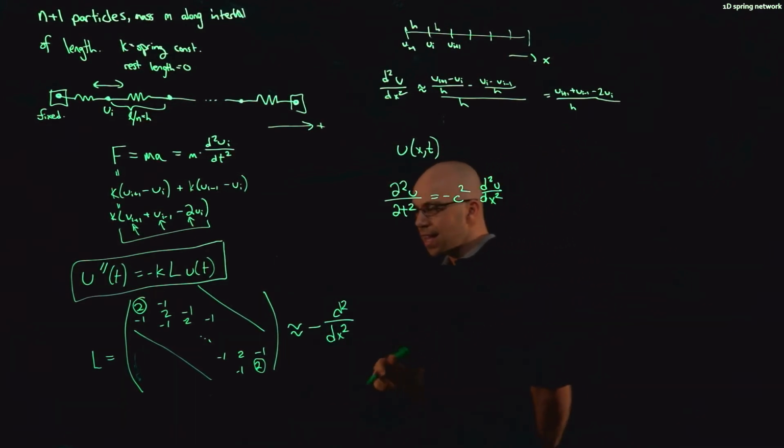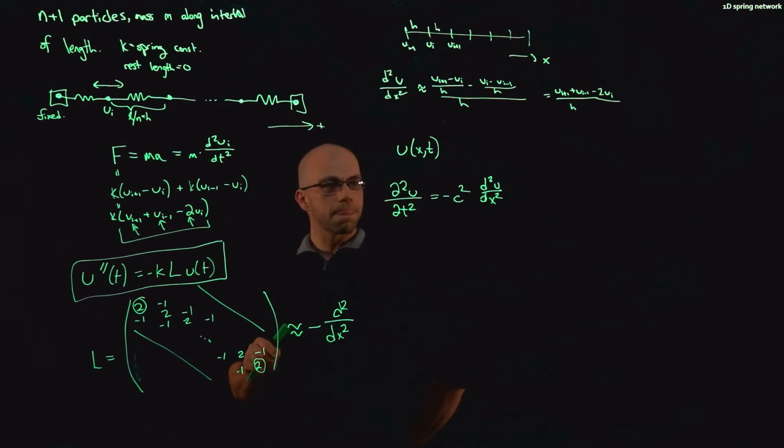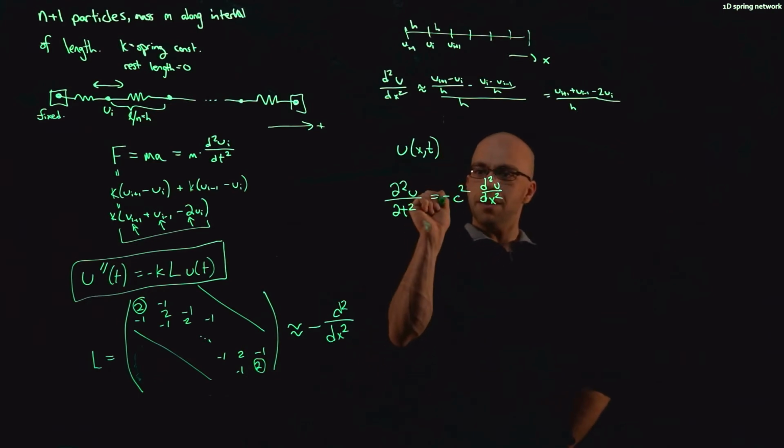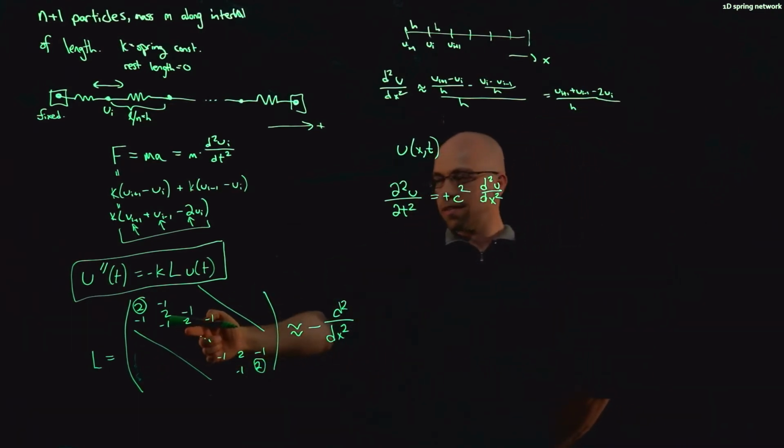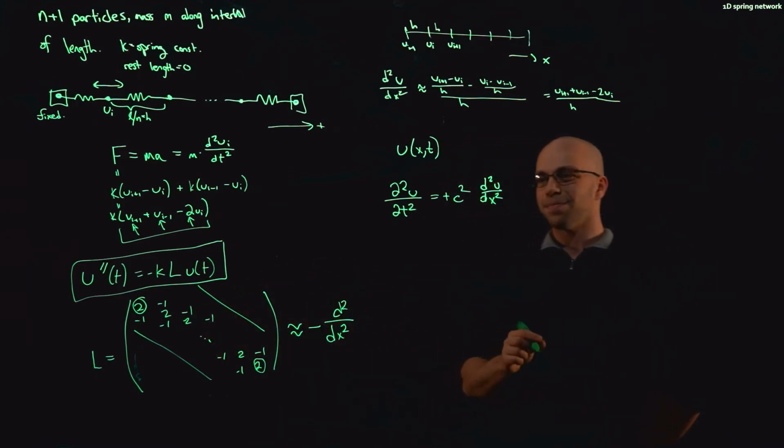Okay, so at the end of the day, oh, oops, I'm sorry. There's no minus the way that I've written it here, right? Because this second derivative and this matrix are differing by a sign, right? Okay.